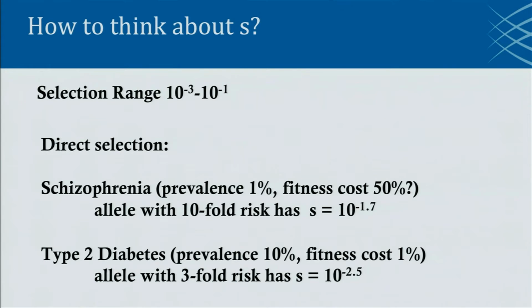Type 2 diabetes, on the other hand, is much more common, with a much weaker fitness cost expected. Again, a bit speculative. You can look at a 3-fold risk, and that's going to have a much weaker S in the scheme of things and will tend to be more common.